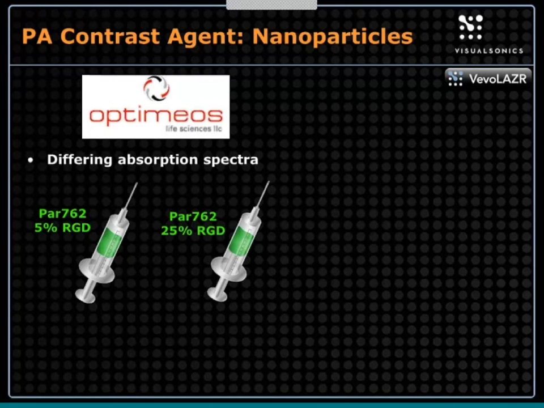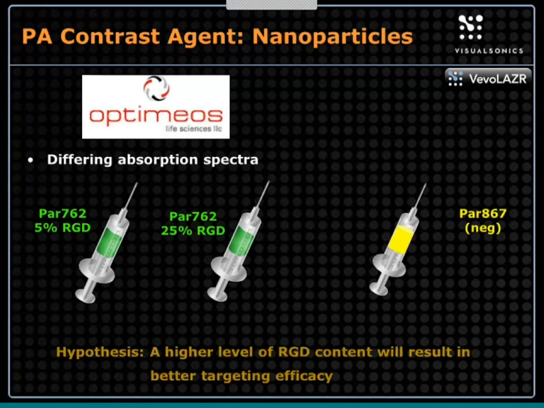And we said, okay, this is great. We can have different functionalization of this particle, but then we need a negative control. Here's the negative control. It's a different colored particle, essentially. The PAR 867 particle is our negative. So now we can really go after the goal of doing this targeting efficacy.